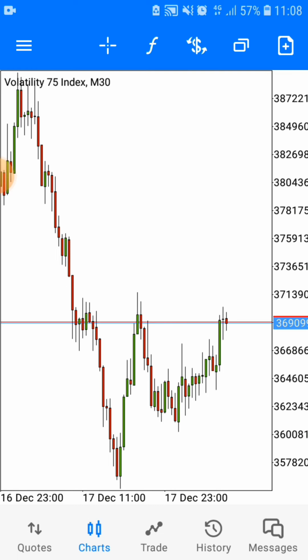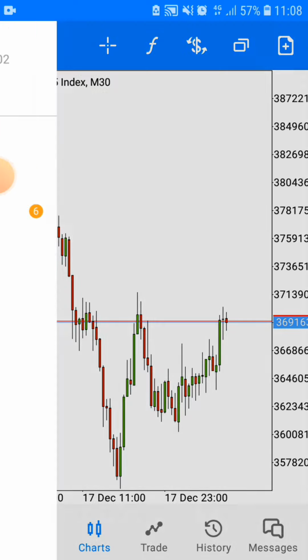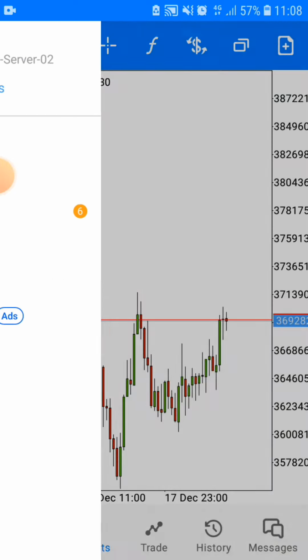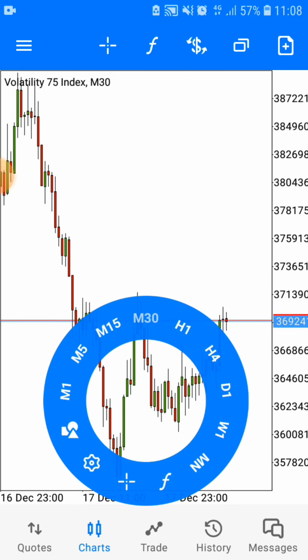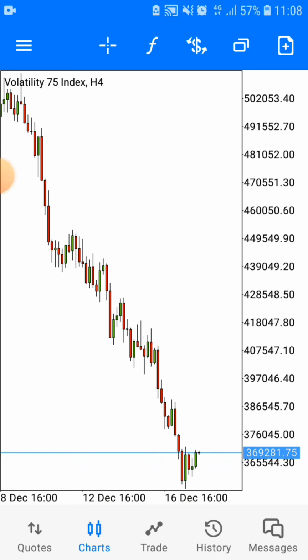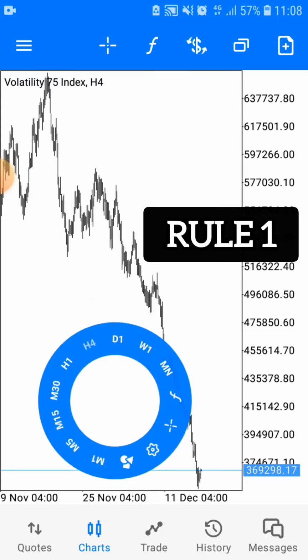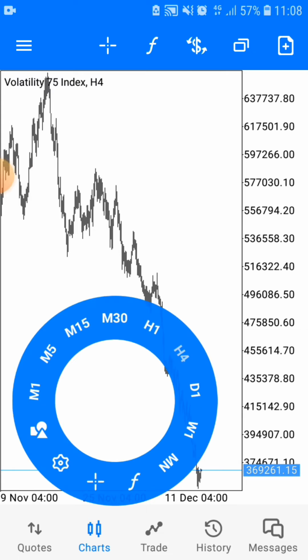Now, most losing traders always start doing their analysis on the lower time frames. As a result, they get too zoomed in, and in turn they forget to see what the market's bigger picture is showing them. So rule number one, always start doing your analysis on higher time frames. I personally tend to use the 4-hour time frame as my highest time frame to start my analysis on, since I'm just a day trader.